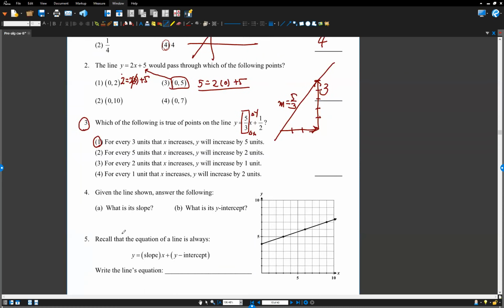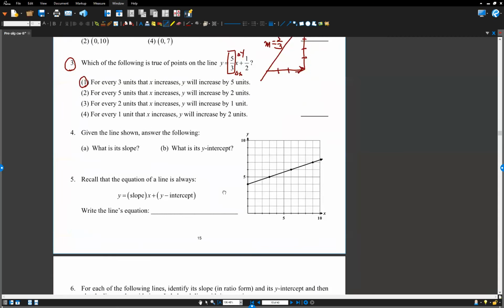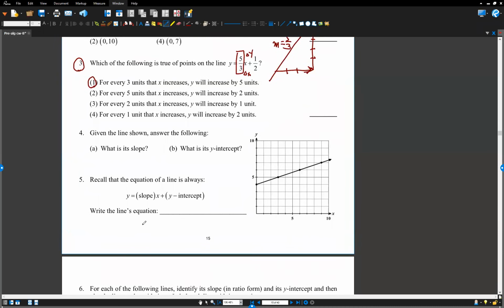Okay, now the equation is not given. Instead of an equation, we have a graph on the right hand side. Using this graph, find the slope and y-intercept. Okay, go ahead. Give me your answer.